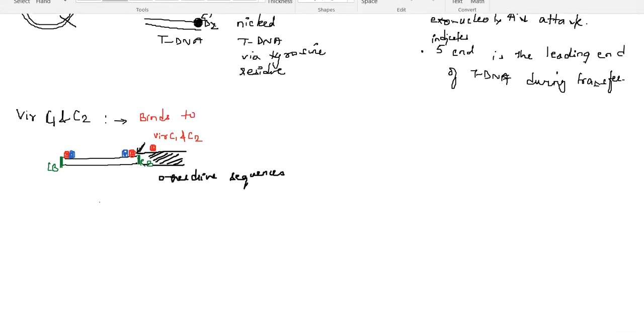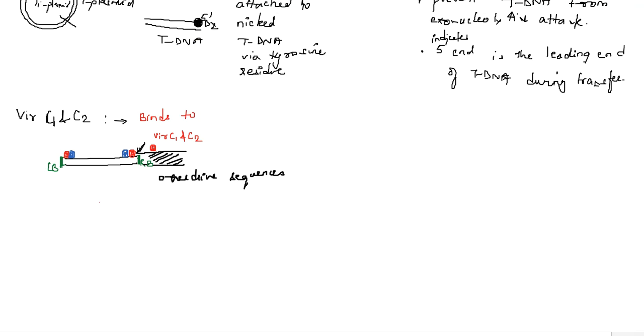I'm changing the color for VirC1 and C2. This is the one. These VirC1 and C2 bind to the overdrive sequences. Where are these overdrive sequences? They are present near the right border.